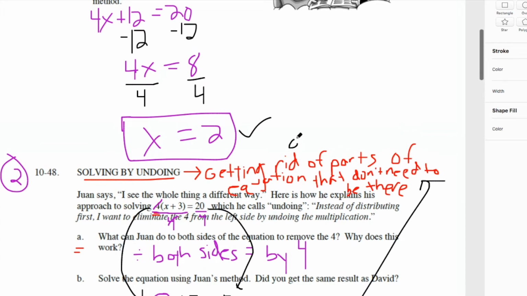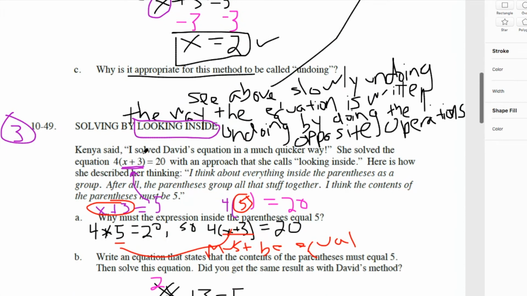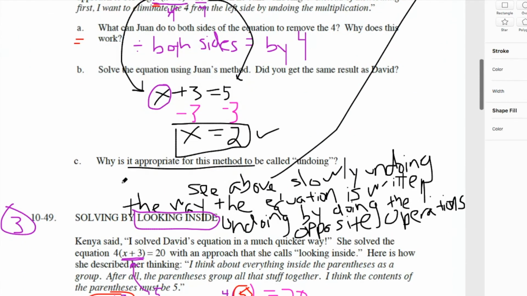So I might write that right here. Undoing is doing the opposite. And finally, step 3, looking inside, is finding, right? We just looked inside, parentheses, looking inside of grouping and saying what that group has to represent to make the equation true. So this one here, we didn't divide by 4 both sides. We didn't distribute the 4. We just said x plus 3 must represent 5, and that was our first step.